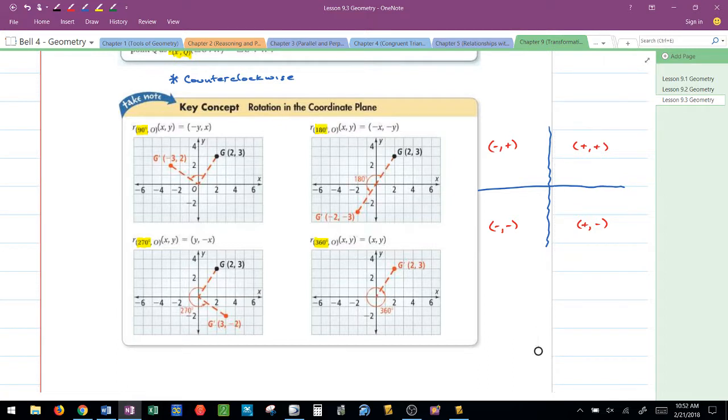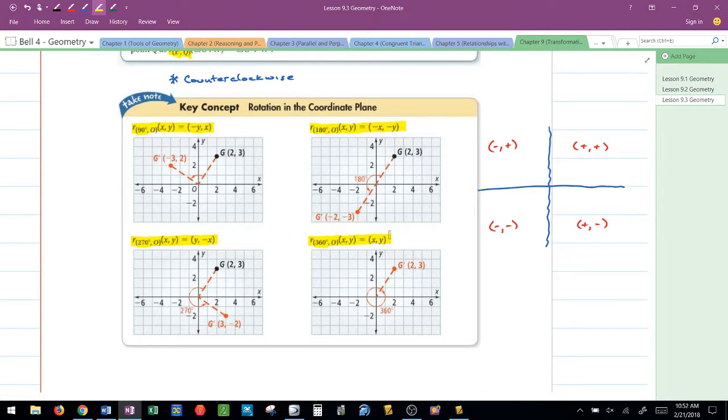Now, there are particular rules that we can follow, and I'm going to highlight these. It says for 90, (x, y) becomes (negative y, x). For a rotation of 180, (x, y) becomes (negative x, negative y). For a rotation of 270, (x, y) becomes (y, negative x). And for a rotation of 360, (x, y) becomes (x, y). (x, y) and (x, y) are the same. Now, you can memorize that. That's one way to do it.